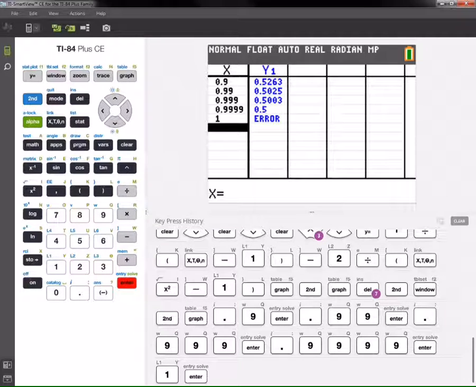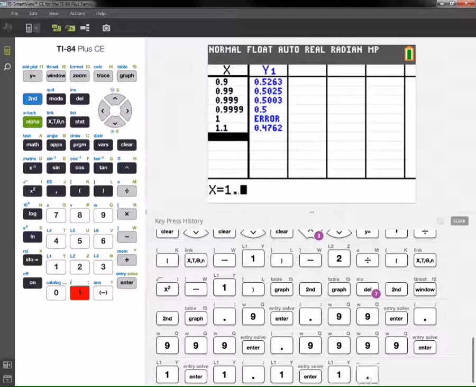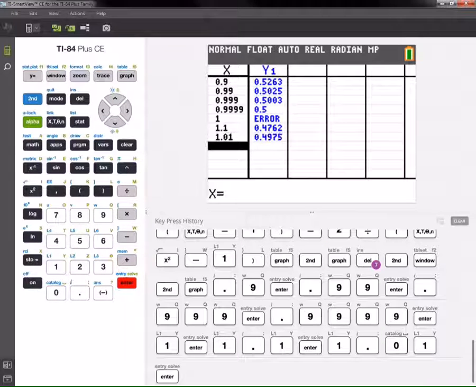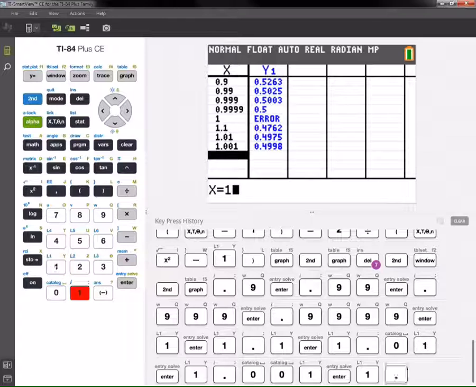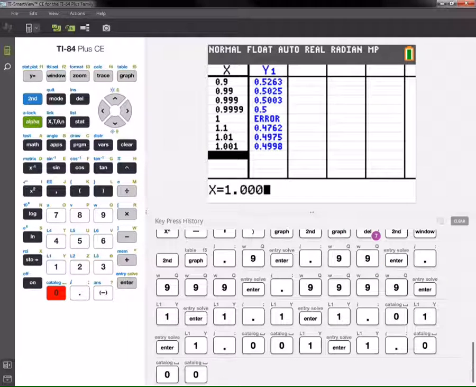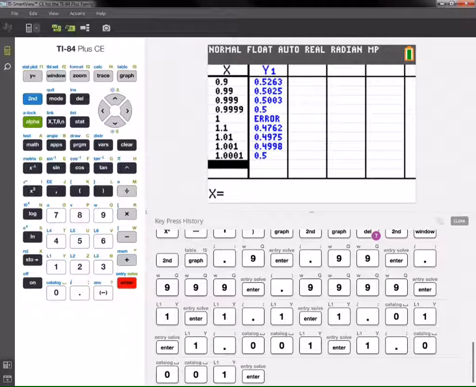Let's approach 1 from the right-hand side. So then that would be 1.1. And then give me a number that's even closer than 1.1. And then one that's even closer, and then one that's even closer than that. And look, the calculator starts rounding it to 0.5, which is the limit that we found. So we just analyzed this problem graphically, numerically, and we did it algebraically.